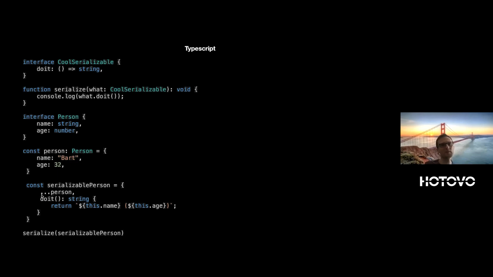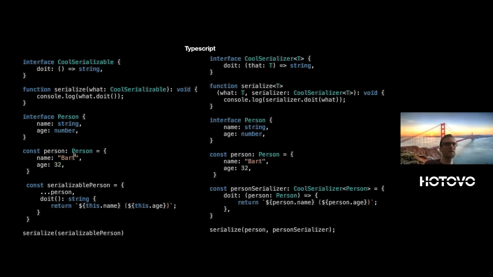This is syntax for the construction of the object. So it just creates a new object that has all the fields from the person object, and I add the doIt method, and I can call the serialize with this object here because it has the doIt method and that's all that's required from that interface.